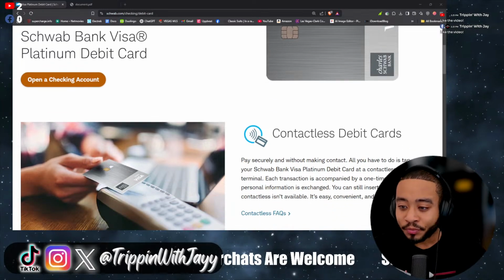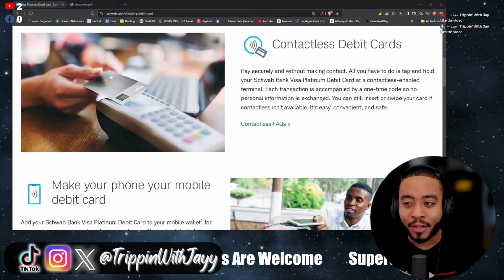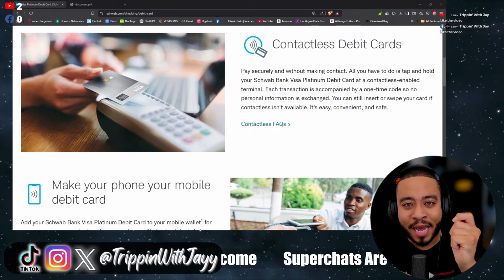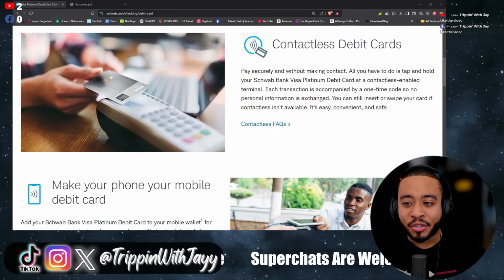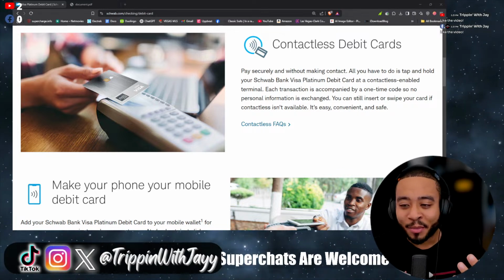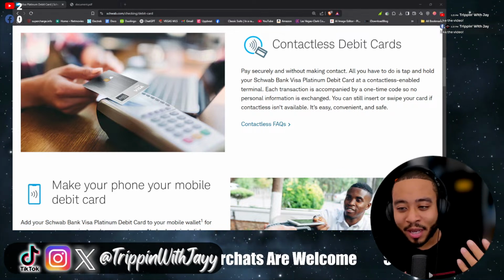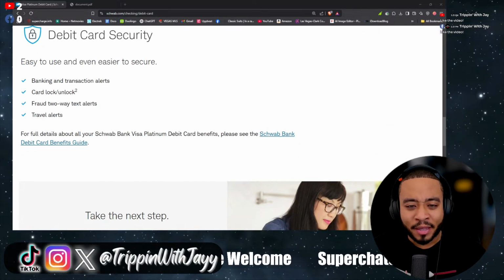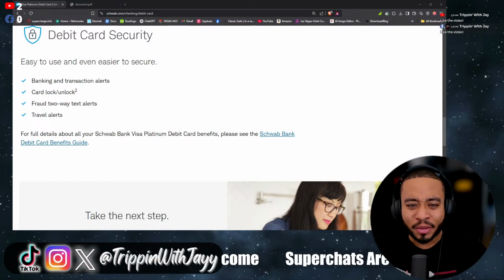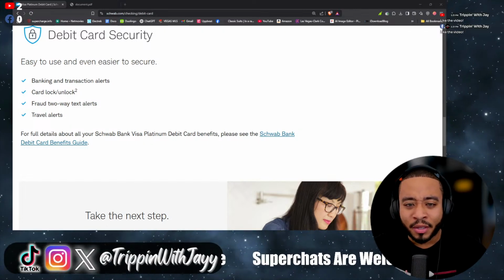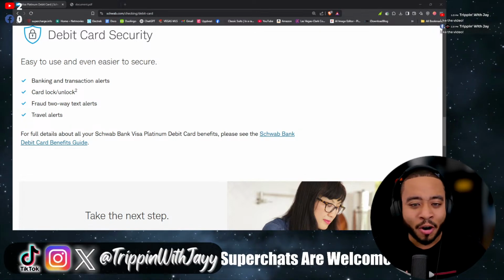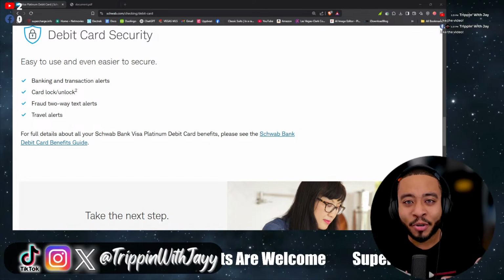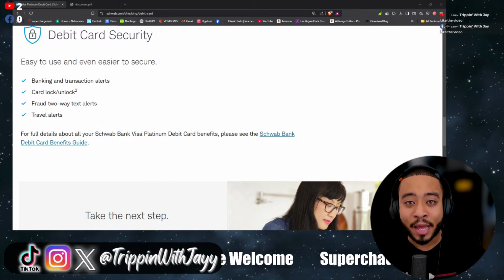First of all, the Charles Schwab card is just like any other debit card these days. It's contactless, so you just tap to pay, and you can add it to Apple Pay or Samsung Pay or whatever pay you use with your cell phone. That is everything they have listed here. They also have debit card security: banking and transaction alerts, card lock and unlock, fraud alerts, two-way text messages. You know the whole deal. This comes typical with the majority of debit cards nowadays.